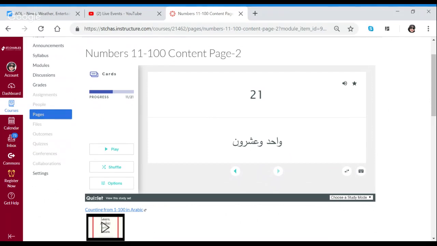Wahid wa Ishrun. So Wahid, remember, is 1. Wa means and, then Ishrun means 20. So you're saying 1 and 20, which is how you're going to do all of the other numbers in the same way. So for 21, it's Wahid wa Ishrun. If we want to say 22, it's Ithnan wa Ishrun. So 2 and 20. Try that. Ithnan wa Ishrun. Good.